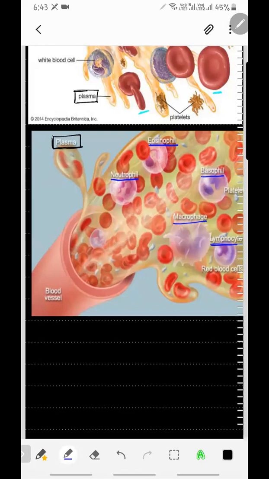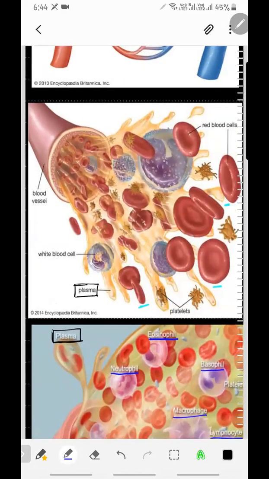No, not another name. The various types in this are eosinophils, neutrophils, basophils, lymphocytes, and monocytes, which will also be there. Okay, see, this is white blood cell. This is red blood cell. This is blood vessels. This is platelets. So we have to discuss platelets in the next class. So we have discussed the plasma and all this.